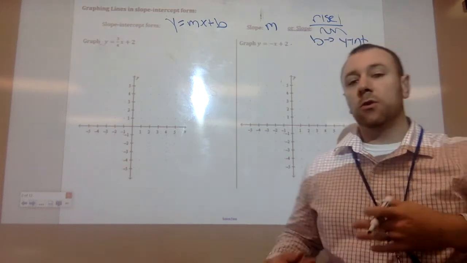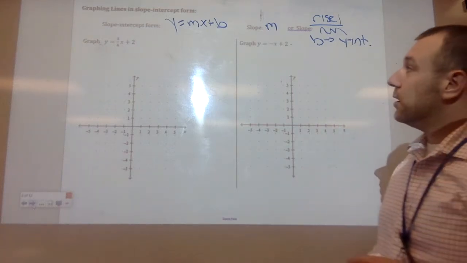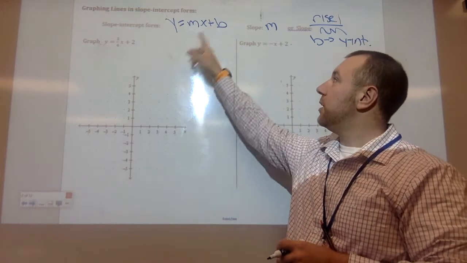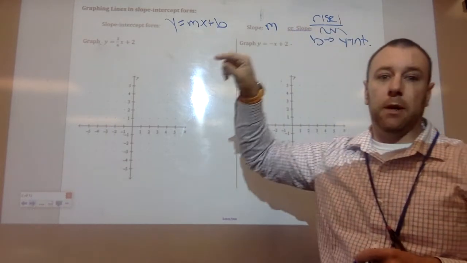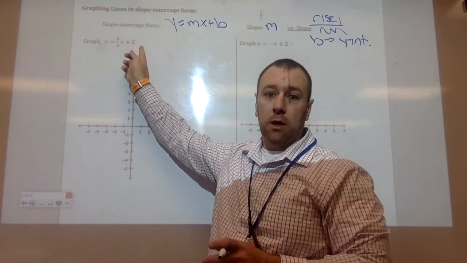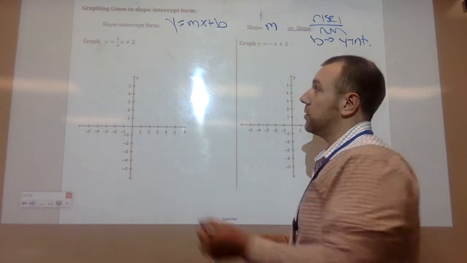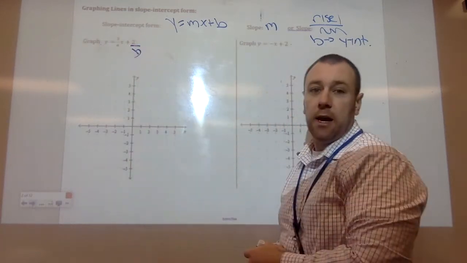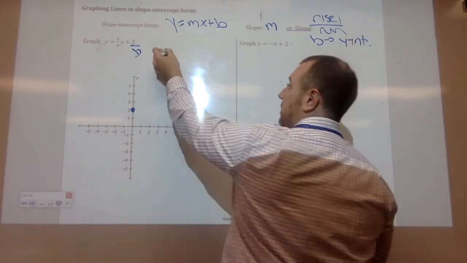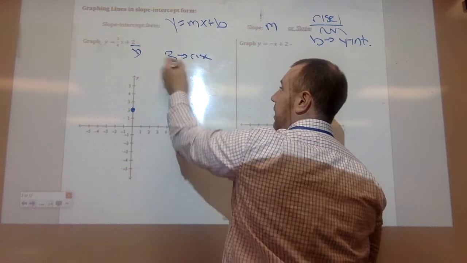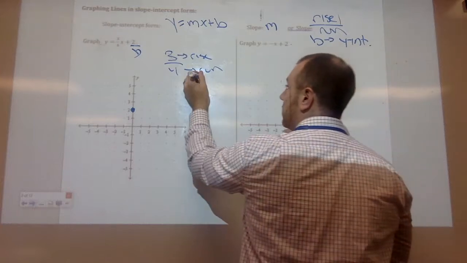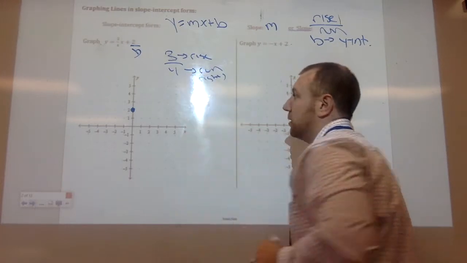You'll remember back in Algebra 1 where you begin graphing with your b, and then you rise over run based on what the slope is. In this case you have y equals 3/4 x plus 2. So I'm going to begin at 2 and then rise 3 and then run 4. Now, the trick is the run is always to the right.